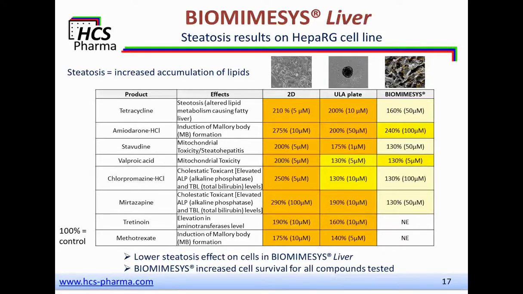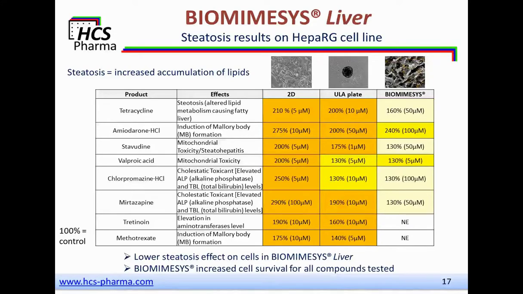Moreover, the HepaRG cell line has been cultivated in Biomimesis liver to check for the pro-steatotic effect. Steatosis is the increased accumulation of lipids. And again, this is a parameter that you can easily analyze with image analysis using AdipoRed staining, for example.